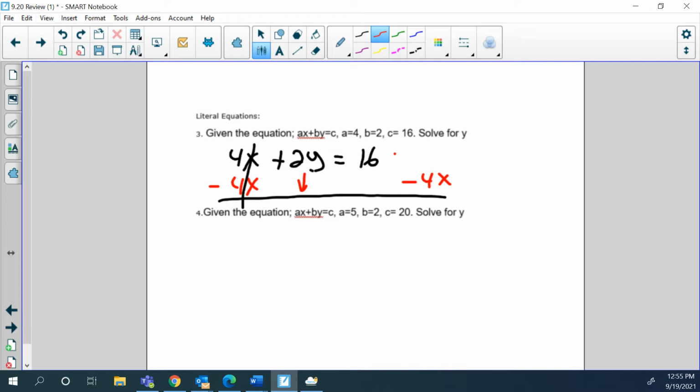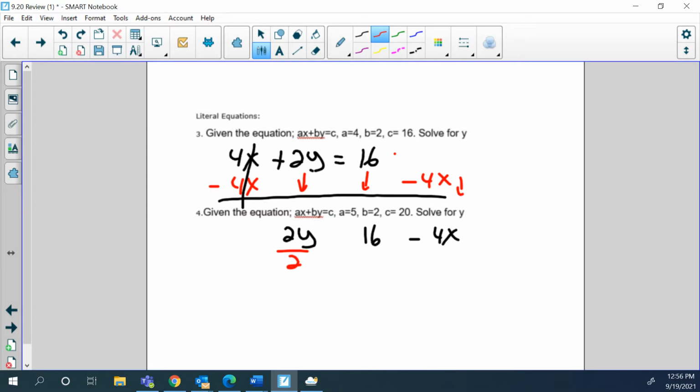On the right side, I can't add or do anything. I can't combine these terms, right? So I'm going to bring down the 16. I'm also going to bring down the -4x. So now I'm going to have 2y on the left side, 16 minus 4x. Now my next step is I have 2 times y. So what I'm going to do now is divide by 2 here.